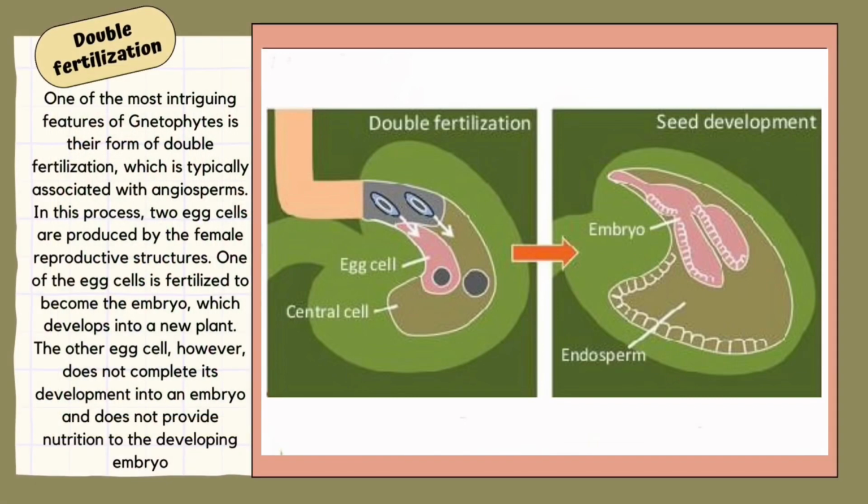And the last one is double fertilization. One of the most intriguing features of gnetophytes is their form of double fertilization, which is typically associated with angiosperms. In this process, two egg cells are produced by the female reproductive structures. One of the egg cells is fertilized to become the embryo, which develops into a new plant. The other egg cell, however, does not complete its development into an embryo and does not provide nutrition to the developing embryo.